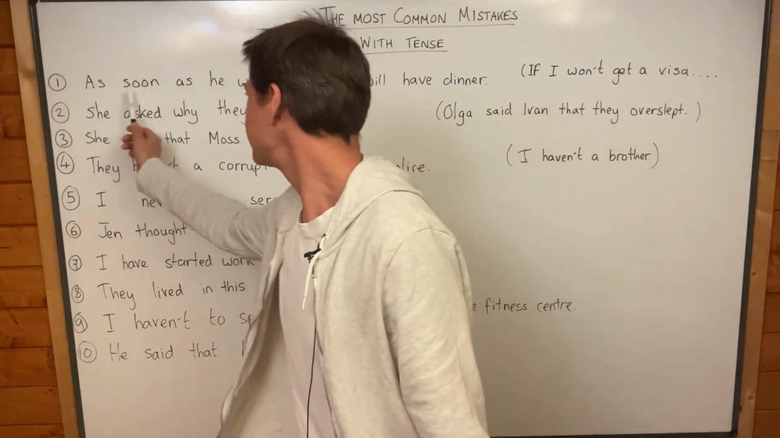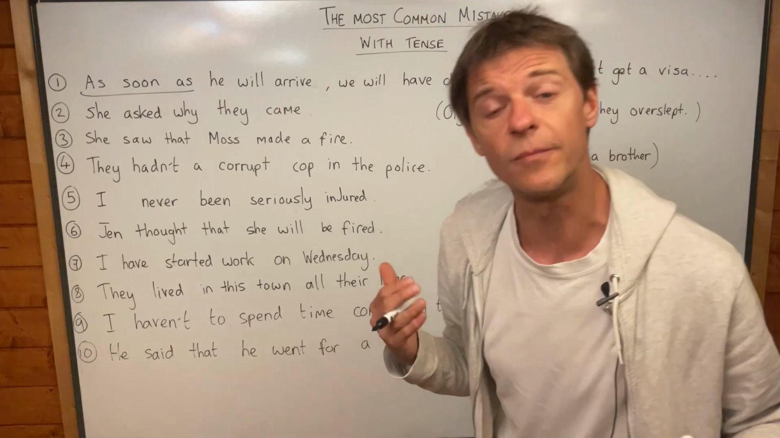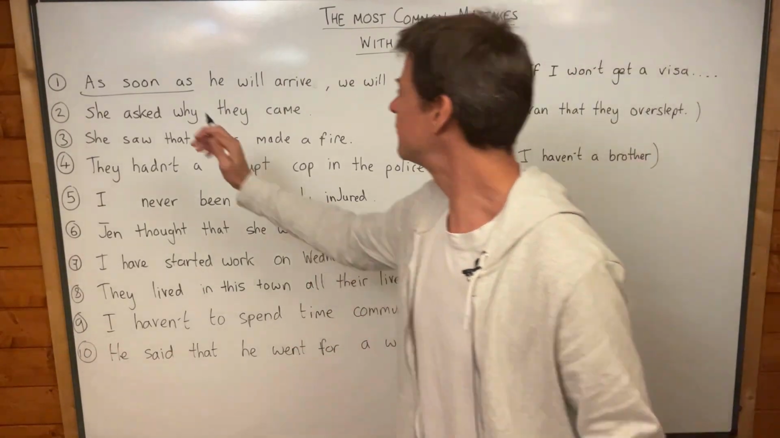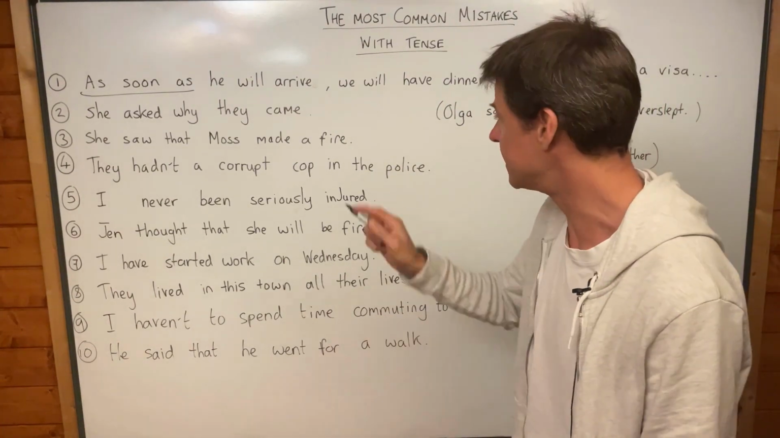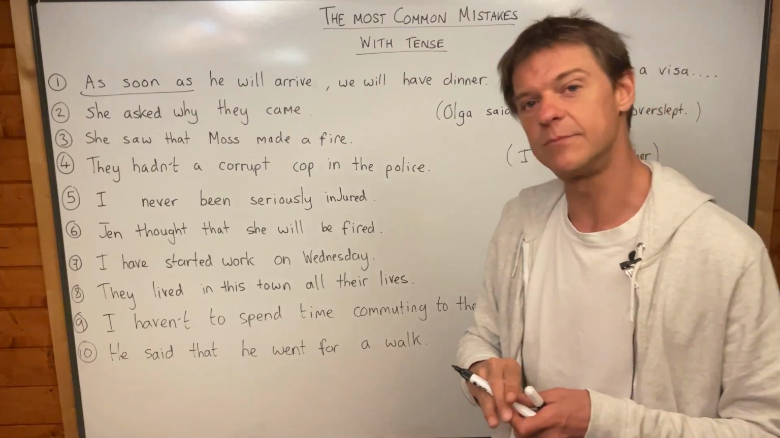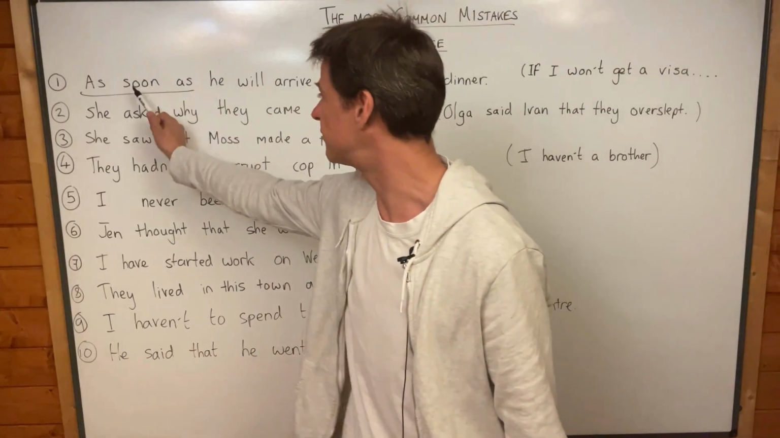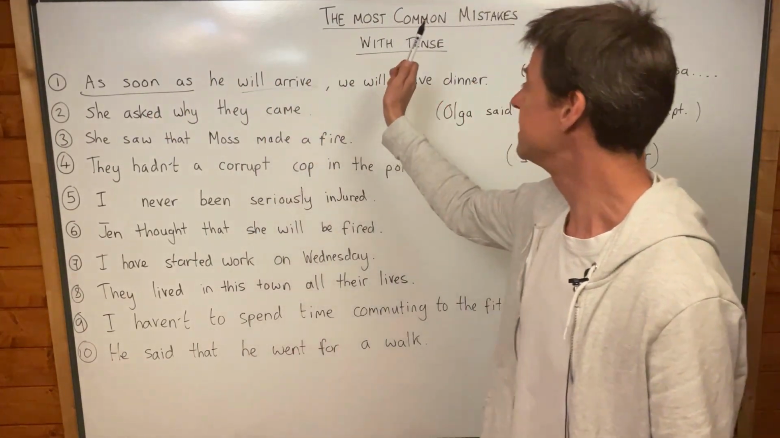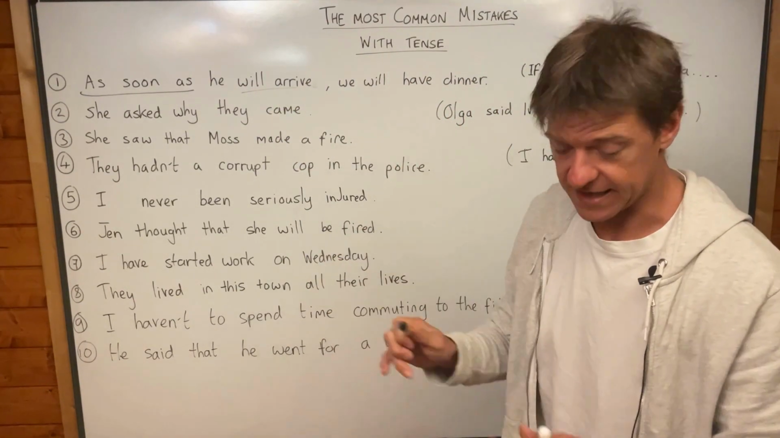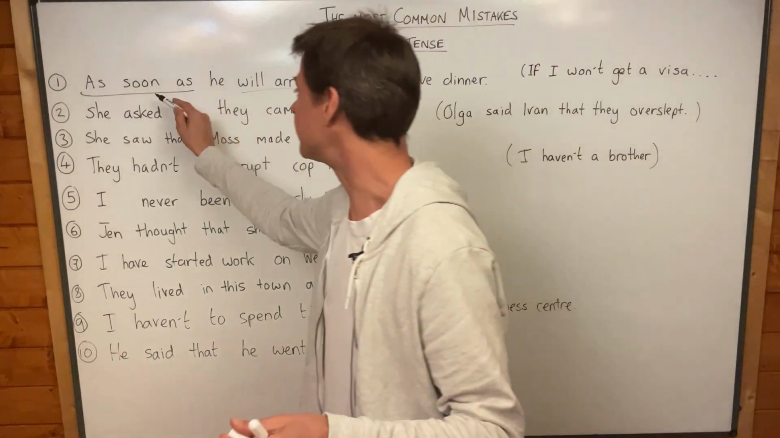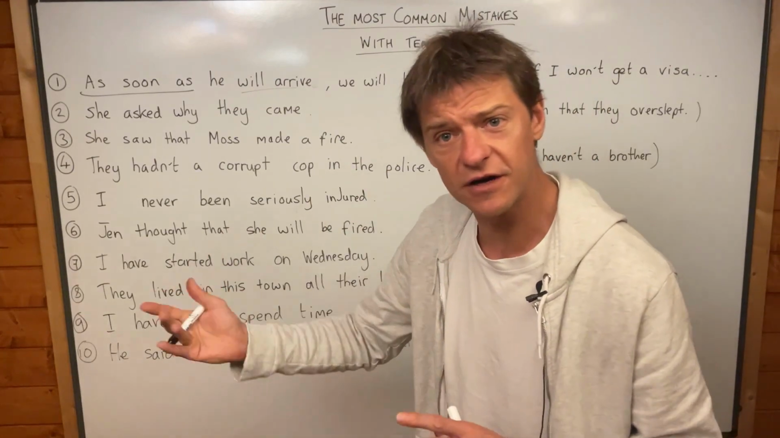Okay, number one, as soon as, and that's the important part in this, it's called a subordinating conjunction. So "as soon as he will arrive, we will have dinner." This is not correct, not in English. In other languages, I get the impression that this is precisely what you do. You use the subordinating conjunction with future tense in both the subordinate clause and the main clause. We don't do that in English. We really don't. Not with as soon as, and not with any other subordinating conjunction that refers to the future.